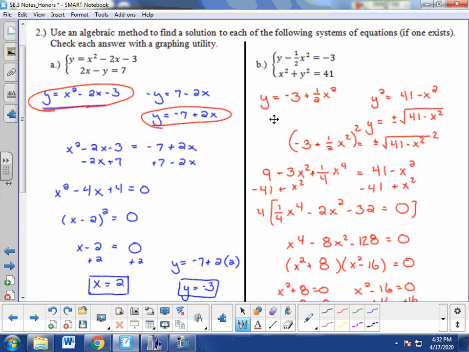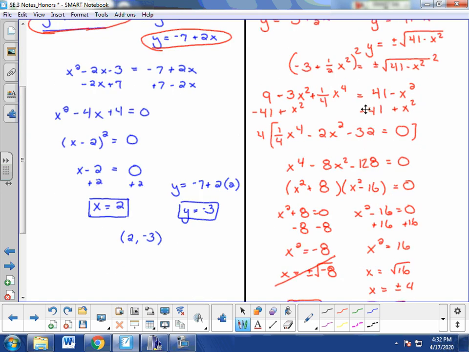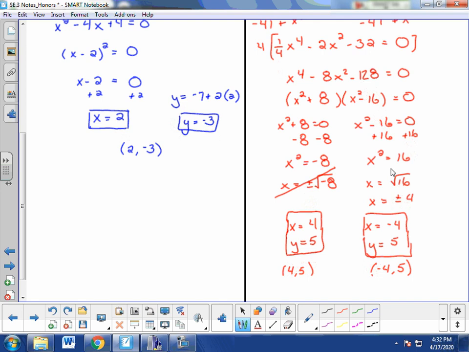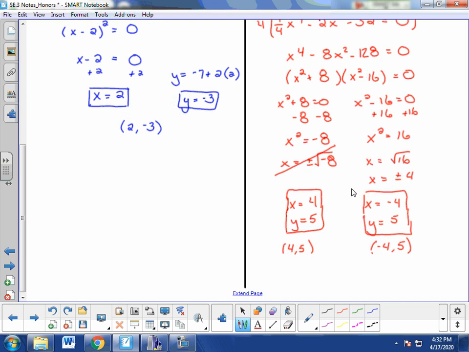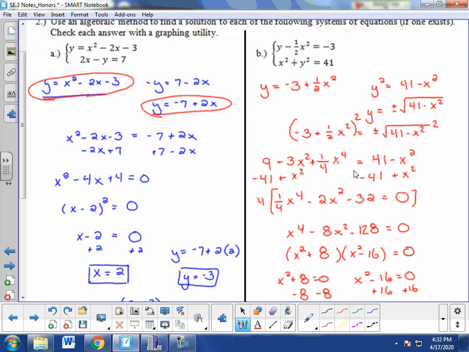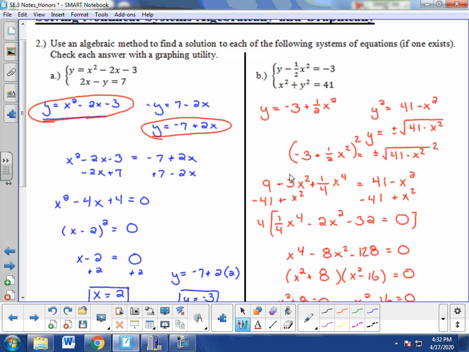Now, algebraically, this one is a little bit of a bear. It's pretty difficult. So it's not very likely that I'm going to have you guys have to solve one of these on an assessment algebraically. But we should be able to do this graphically.